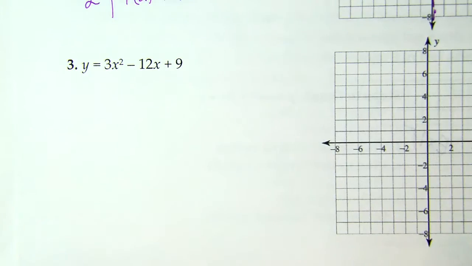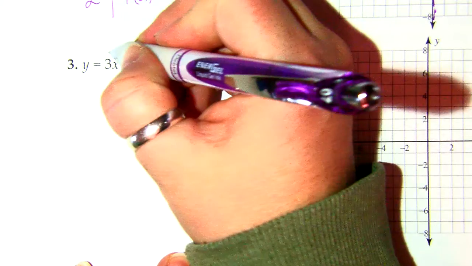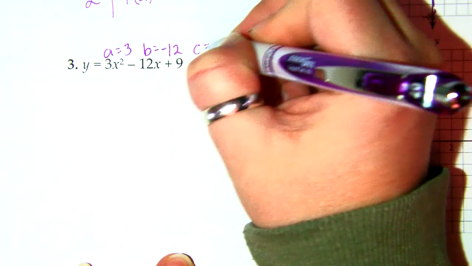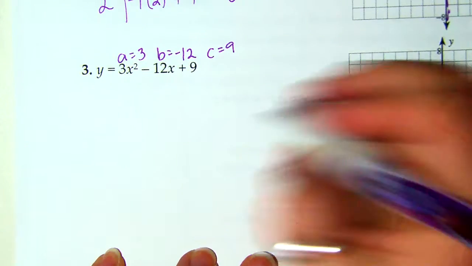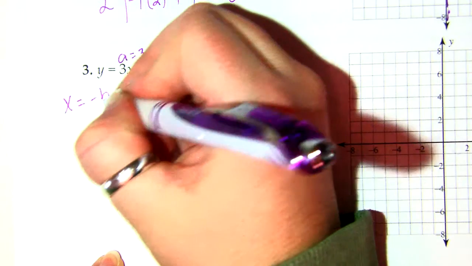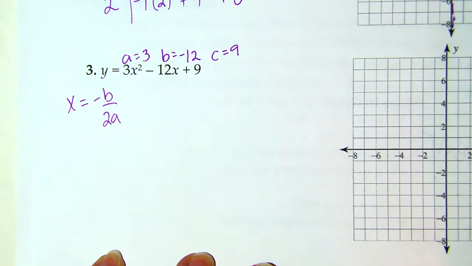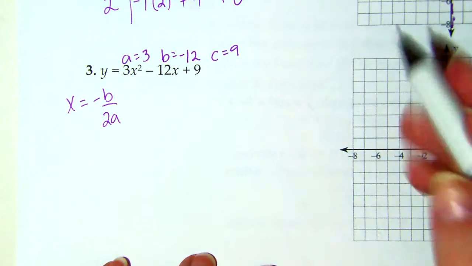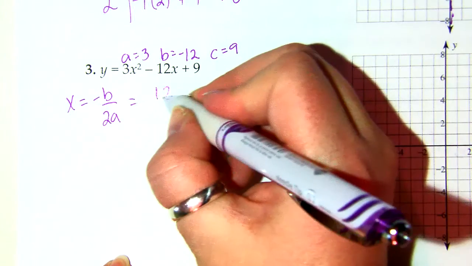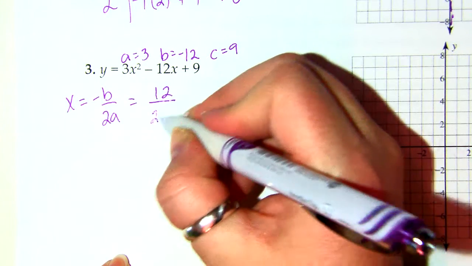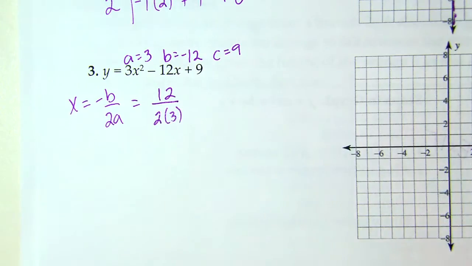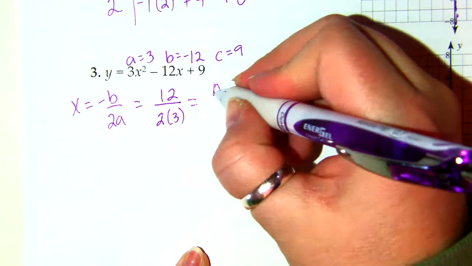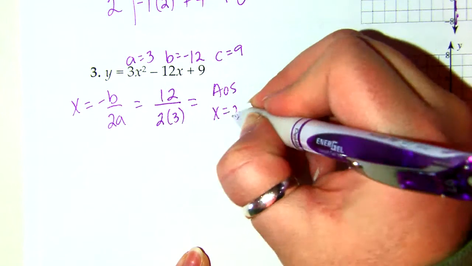So again, start with the AOS. A is 3, B is -12, C is 9. So the AOS formula, x equals -b over 2a. So -b, if it's negative already, that means the sign's going to change to positive. So it's going to be 12 over 2 times a, which is 3. So 12 divided by 6 is 2. So our AOS is x equals 2.